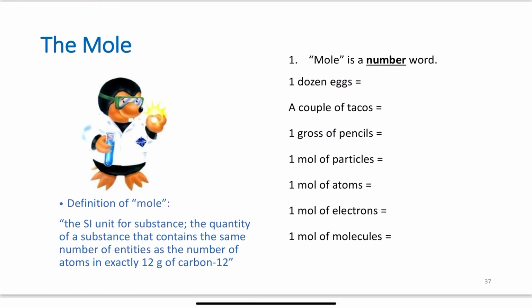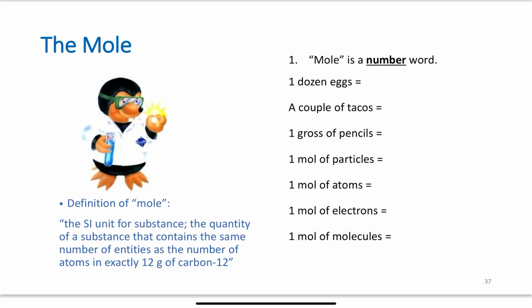The definition of a mole states that a mole is the SI unit for substance, the quantity of a substance that contains the same number of entities as the number of atoms in exactly 12 grams of carbon-12. The definition itself can be difficult for students to understand, so let's back up a little bit. A mole is a number word. What do I mean by a number word?